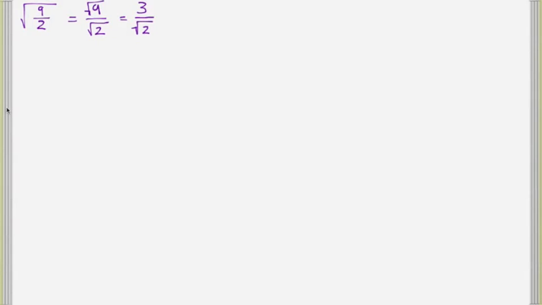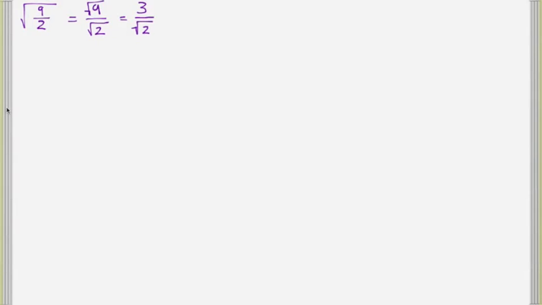Now, why it's considered inappropriate is kind of a historical thing. Before we had calculators readily available, if we wanted to do something like 3 divided by square root of 2, what we would have to do is find a table of square roots. So there would be these big old tables in the back of textbooks that would say square root of 1 is 1. Square root of 2 is long messy decimal.